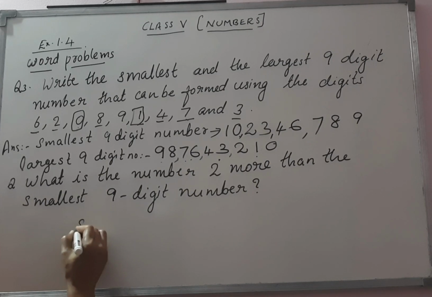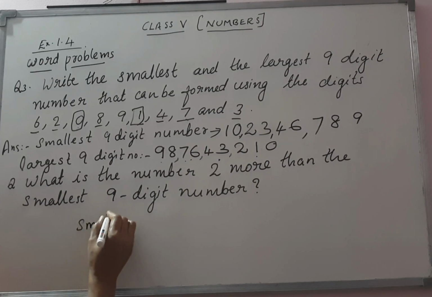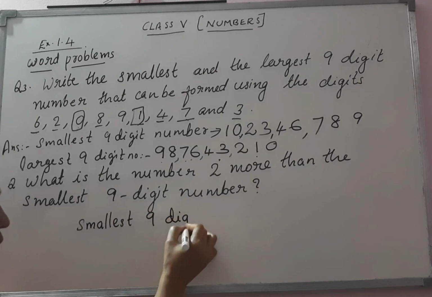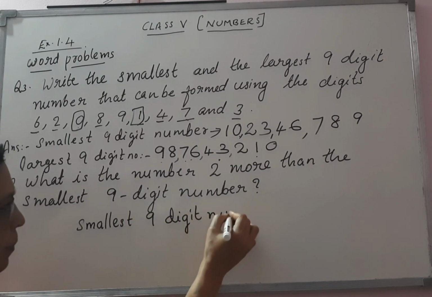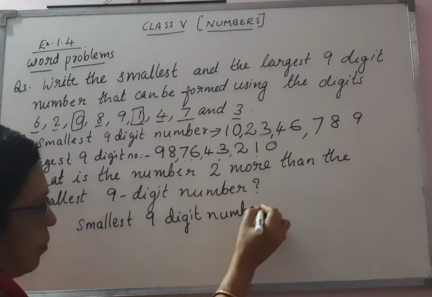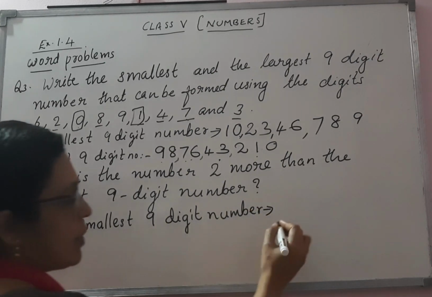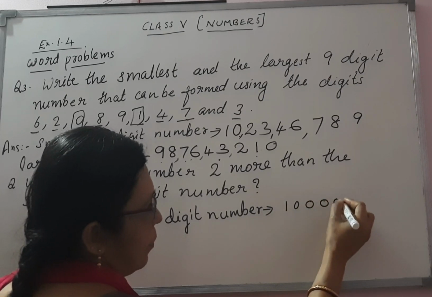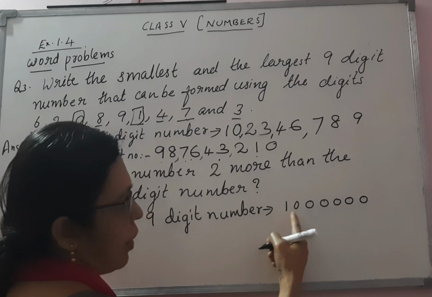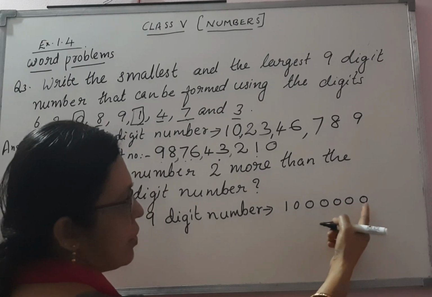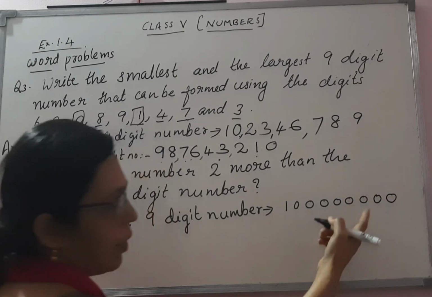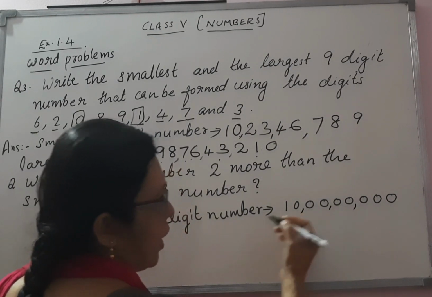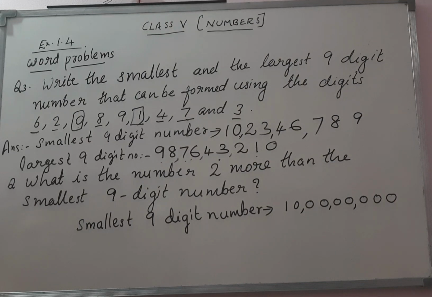So the smallest 9-digit number you have to write first. Smallest 9-digit number. So here how many zeros will come? 1, 2, 3, 4, 5, 6, 7, 8 zeros will come. Then the smallest 9-digit number will come. So here it is coming. 10 crore is the smallest 9-digit number.